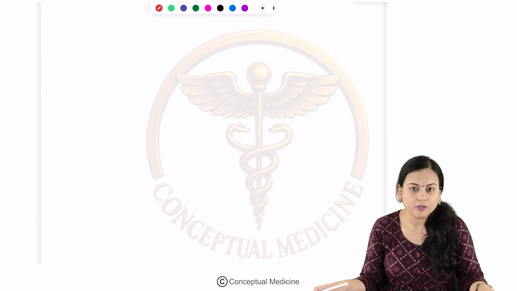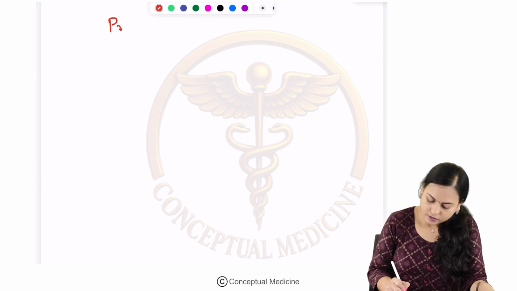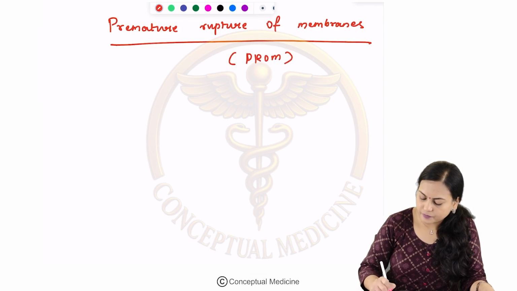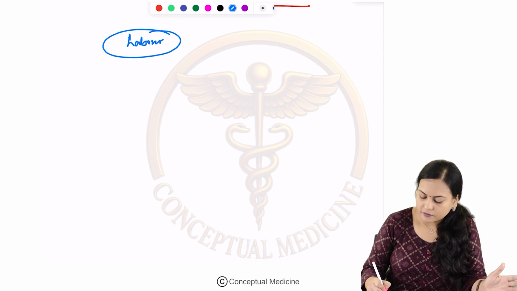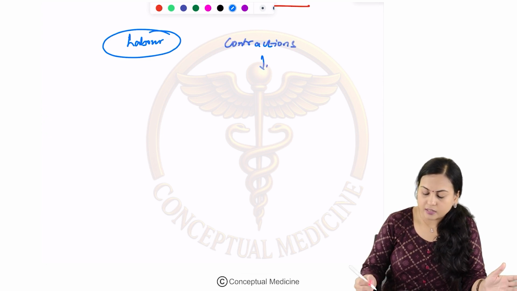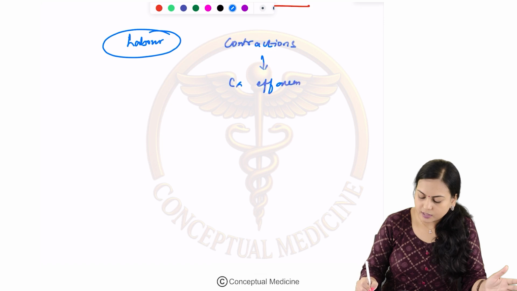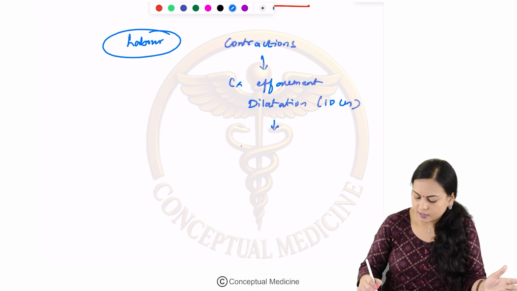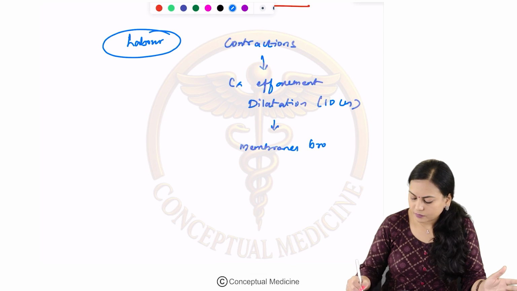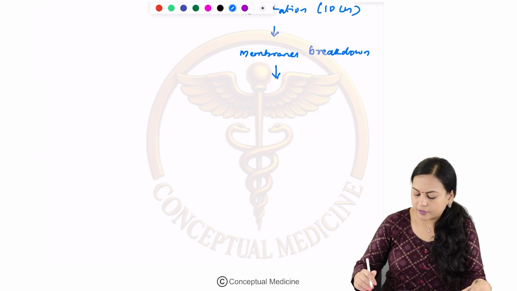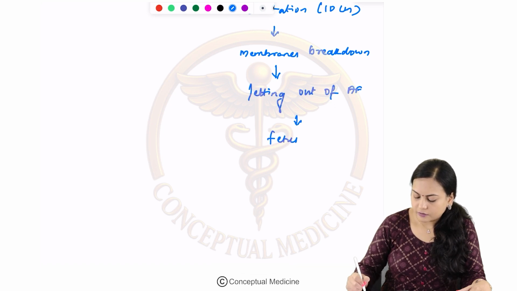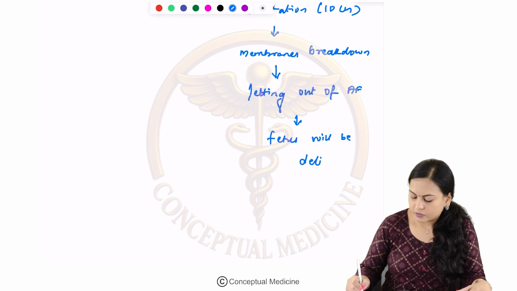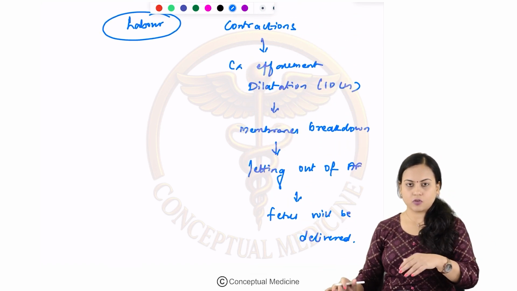In this video, we are going to discuss premature rupture of membranes, PROM. Normally, labor proceeds as follows: first the uterine contractions happen, which lead to cervical effacement and full dilatation, around 10 centimeters. Then the membranes break, letting out the amniotic fluid, and then the fetus will be delivered. Clear? This is the rough sequence of how labor proceeds.